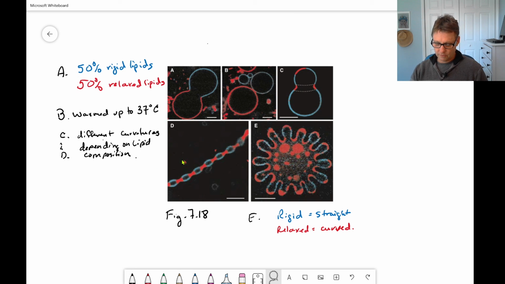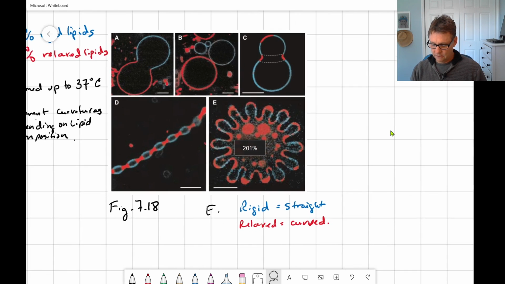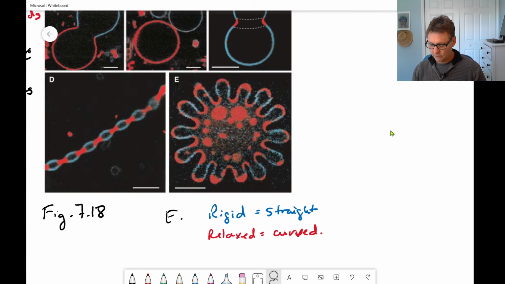Then different sorts of curvatures exist between relaxed and rigid membrane structures. So this is showing you that. But it's really evident here in E. So I'm going to zoom into E. So E is really cool because the blue is the rigid membrane, and the rigid tends to make these more straight parts in this situation, and the relaxed are making these curvy parts. And so you can get something that looks like this.